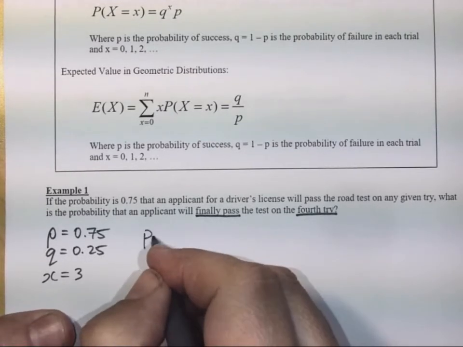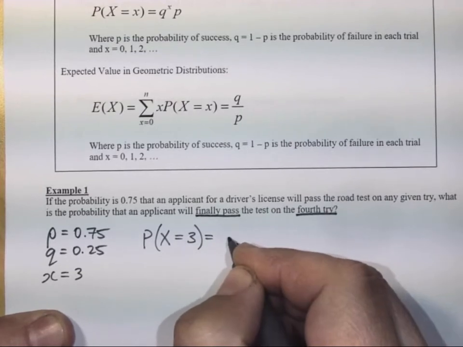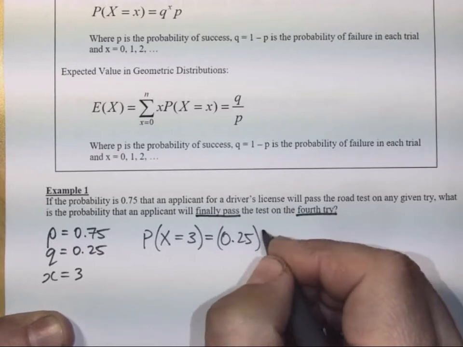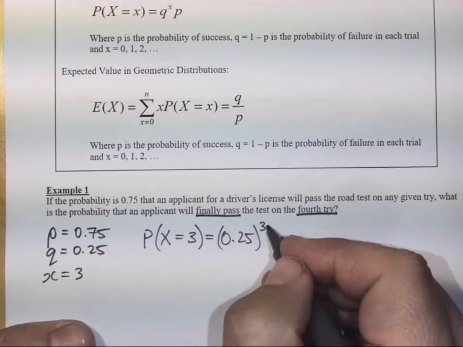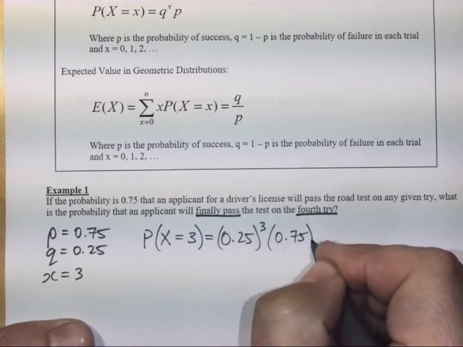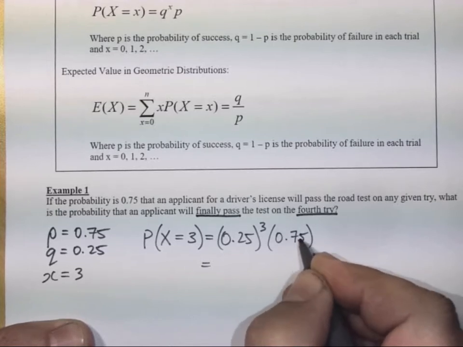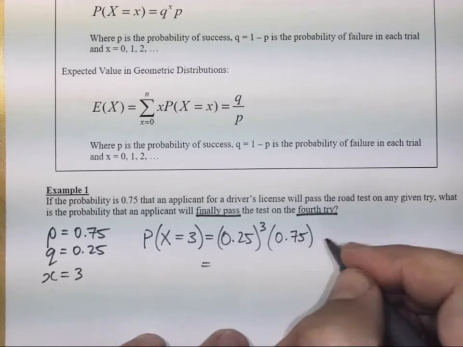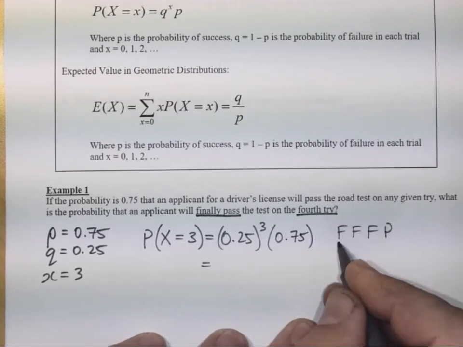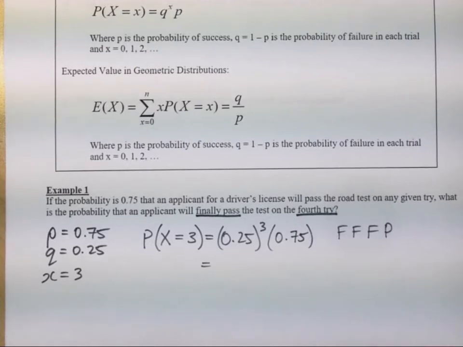So what is the probability that our random variable x is equal to 3? Well, that is 0.25, the chance of failing, raised to the 3. That must have happened 3 times, multiplied by 0.75. That's what happened at the end. It capped it off. That was our final ending. So in other words, this would have looked like on a tree diagram, fail, then fail, then fail, then pass. That one outcome in the tree diagram represents fail, fail, fail, pass.